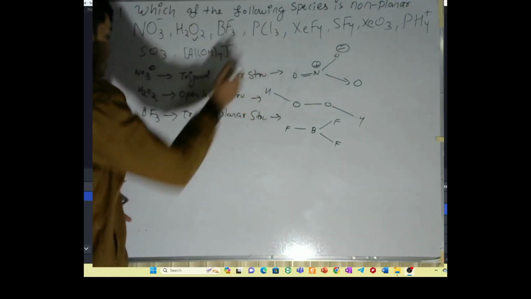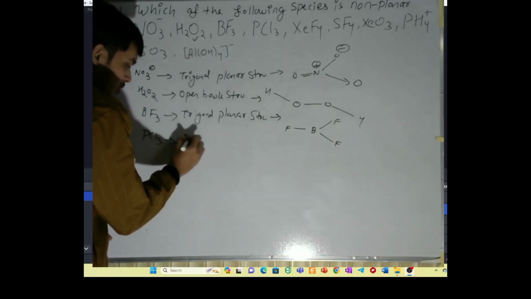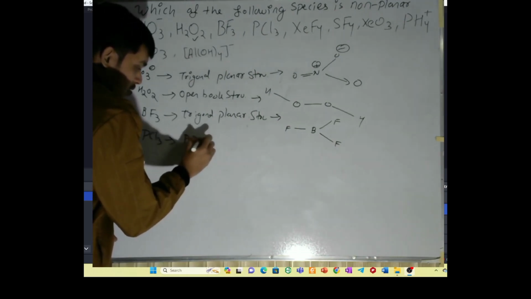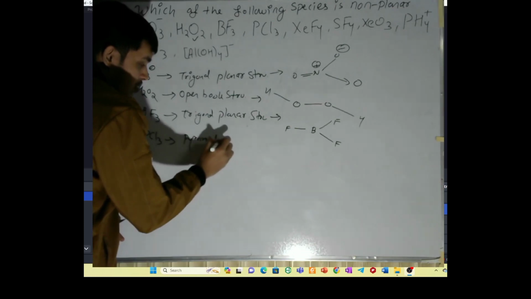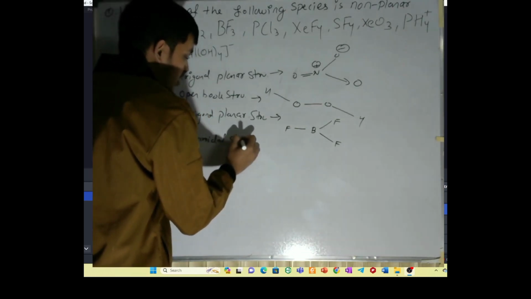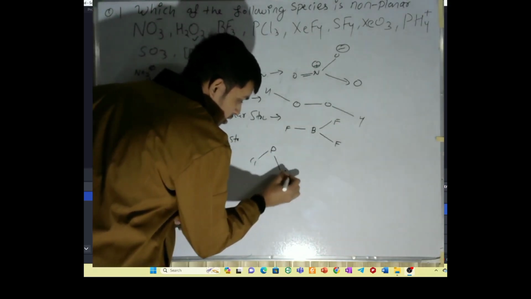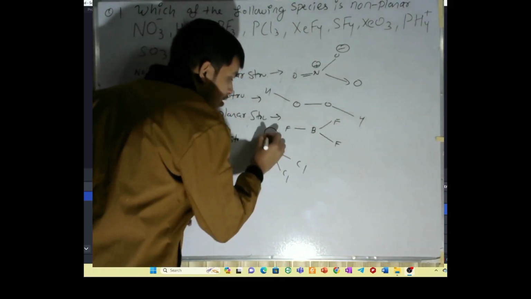Let's move to PCl3. Now PCl3 is a pyramidal structure. It is like this: Cl, Cl, Cl. That is one lone pair.